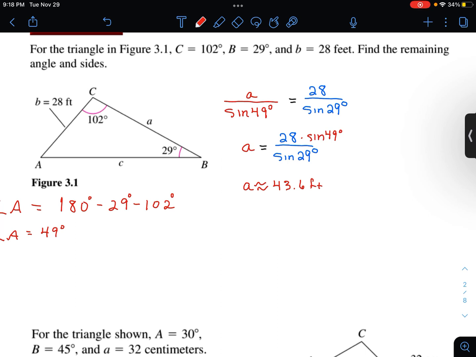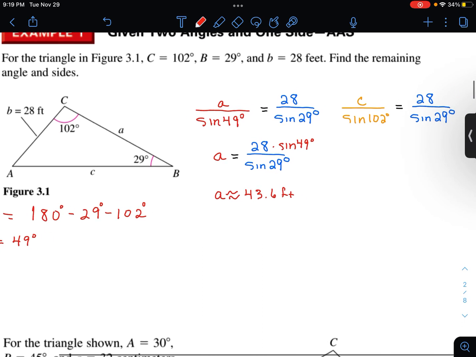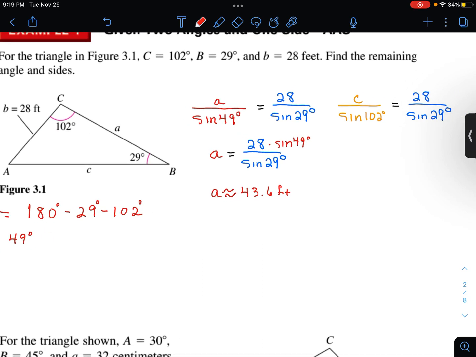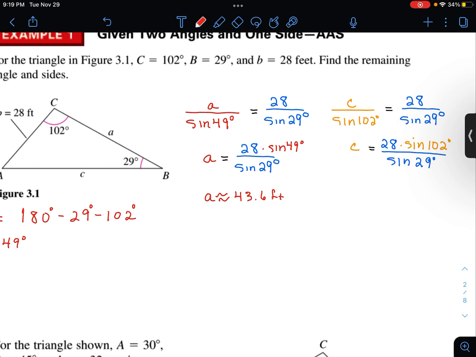The last measurement we need to find would be side length C. So again, we're going to use that ratio, 28 over the sine of 29, to figure out what side length C is. We don't know what C is, so that's what I'm going to put in the top left-hand corner of my ratio. And just like we did in the first ratio, where we multiplied by the sine of 49, here we're going to multiply both sides by that orange sine of 102. So we have this statement: C would be equal to 28 times the sine of 102, all divided by the sine of 29. Once again, we type it into the calculator, and we see that C is about 56.5 feet.